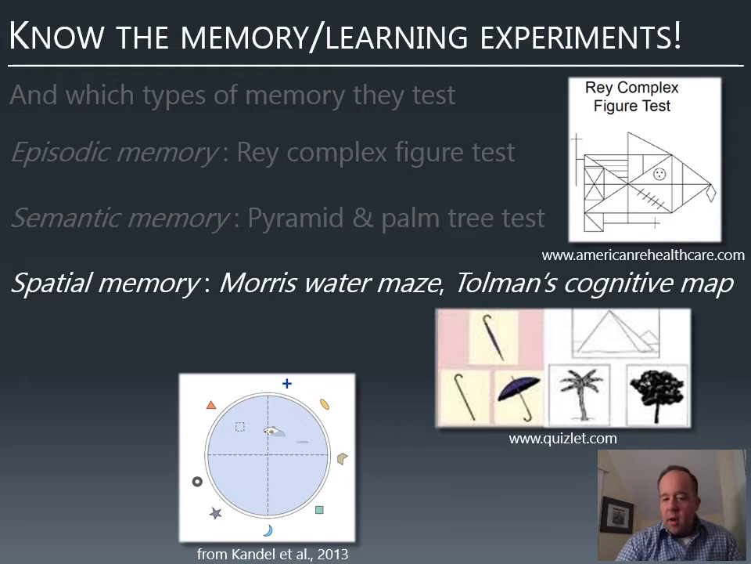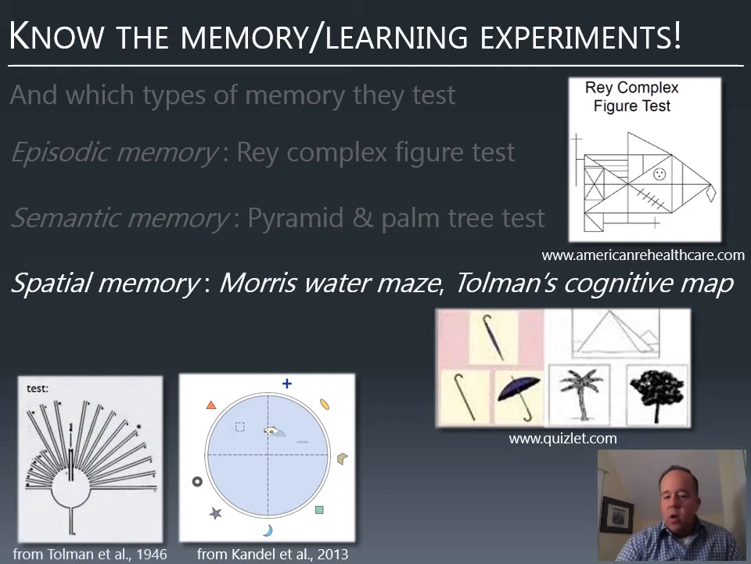Spatial memory we talked a lot about. We have the Morris water maze, where a rat has to navigate that water-filled tank trying to find that platform. So understand how that experiment works, how Tolman's cognitive map experiment works, where Tolman gave the rat the chance to learn where food was and tested whether the rat was just learning a sequence of turns or was actually learning more abstractly where the reward was. And it turns out it was the latter.